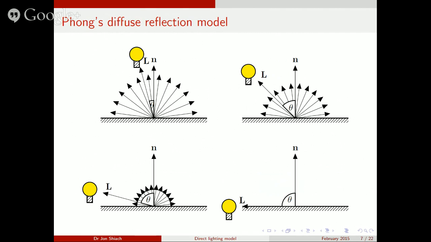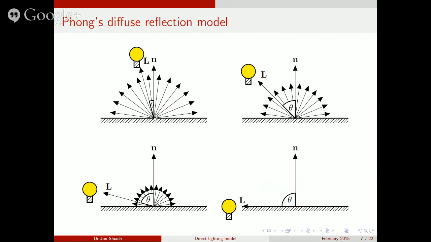If we have a light ray, the reflected rays are scattered equally. The magnitude of the reflected rays depends upon the angle that you're viewing the surface at. Here I've got four diagrams, and I'll explain what these are. I have a surface, and a normal vector to the surface pointing perpendicularly away. The light source vector is this one, a vector pointing from the surface to the light source.